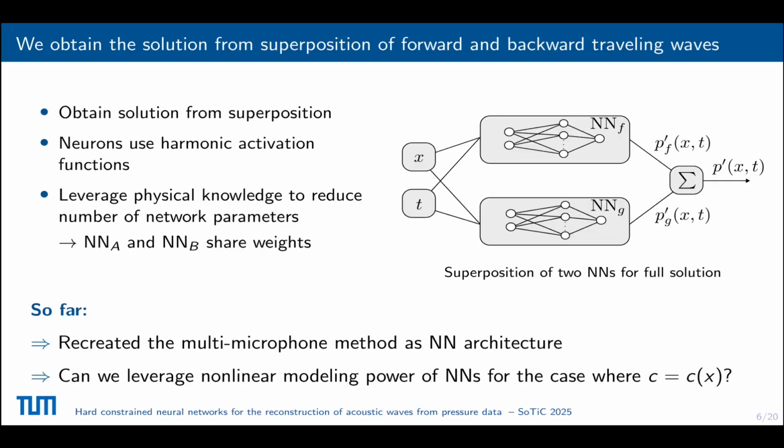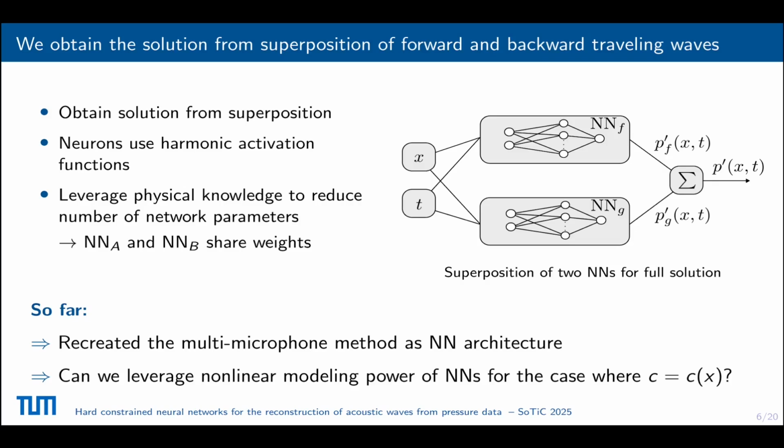We obtain the total solution from superposition. So as already presented, the solution is just the superposition of a forward and backward traveling wave. If we implement each wave solution as its own neural network, we can just superpose them to get the final output. This is shown in the figure on the right.